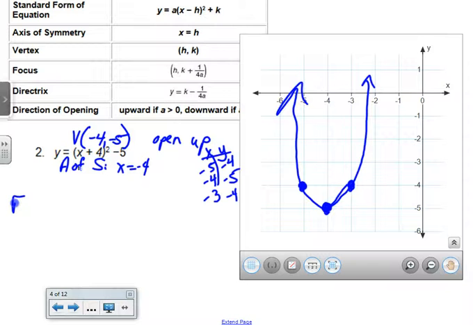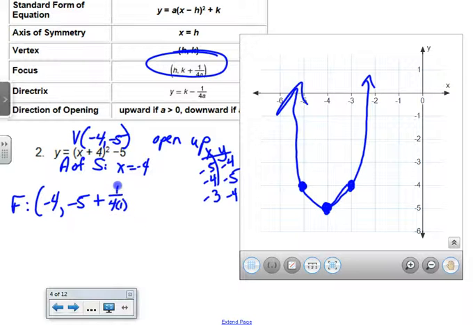So our next task is to find an ordered pair for our focus. Our focus is at the point h, and then k plus 1 over 4a. So our h is -4, and then our k is -5 plus 1/4, and then the a value is 1 in this case. So simplifying what I can, the focus would be, let's see, -5 plus 1/4, which is -4 3/4. Again, improper fractions wouldn't make a whole lot of sense here. So if we think about where the point (-4, -4 3/4) is, it's roughly right there, which is my focus. Now, the focus point should always be inside of the parabola. It should never be outside of it.